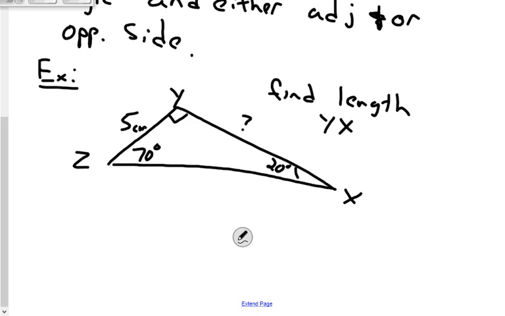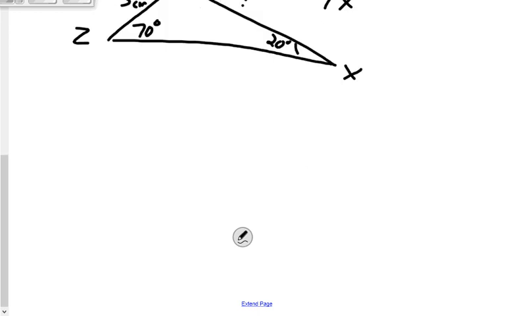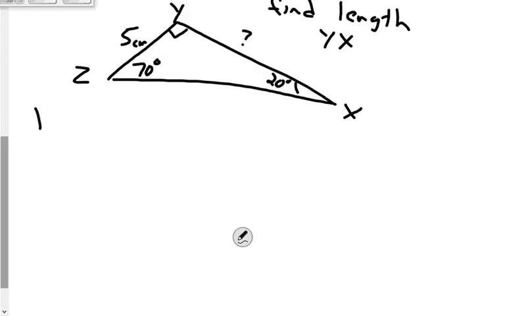But what we want to do is find this length here. And what we're going to do is use tangent. Okay, we're using tangent because it's the only thing I've shown you guys, so it's all you know how to use. All right? So if we set up tangent for this, we know tangent of an angle equals opposite over adjacent, right?